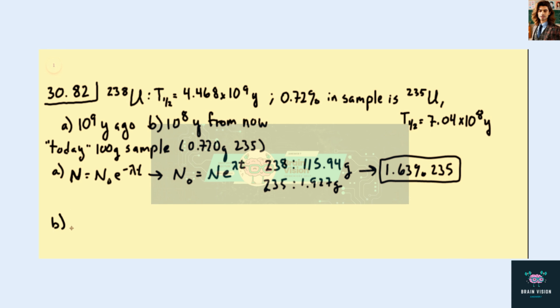And similarly, we should expect that 100 million years in the future, there's going to be an even lower percentage of the 235 because, again, it's decaying faster. I think that direction is maybe a little bit more obvious. So now we just run this calculation in the usual way. We're looking into the future rather than back at the past.